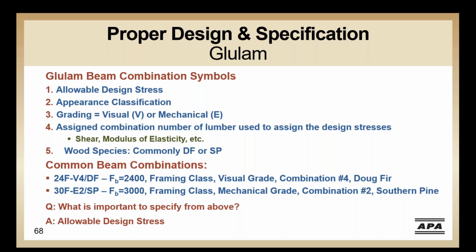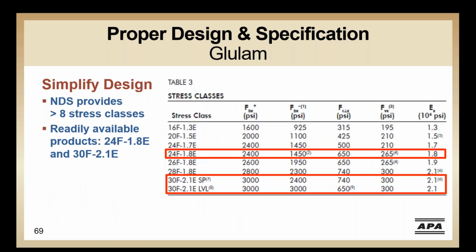I would emphasize that while many stress classes are listed in codes, you should focus on a 24F 1.8E or a 30F 2.1E beam, as they are the most commonly stocked material. I recommend you specify the allowable design stress and not worry about all the specific layout detail. So to simplify specification, we would have a table that looked like this, where the design values are listed for the different stress classes. This layout is very similar to what you would see with structural composite lumber and dimension lumber.